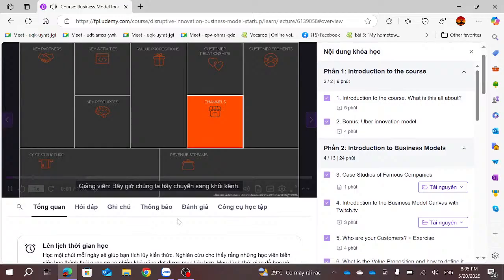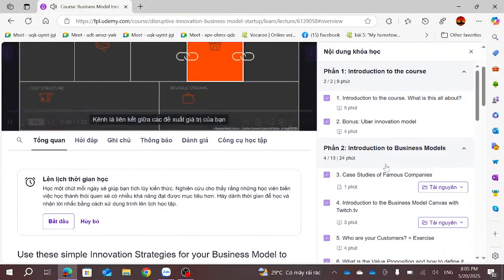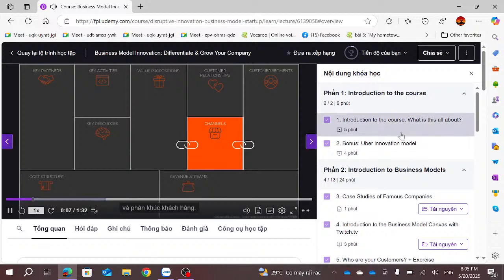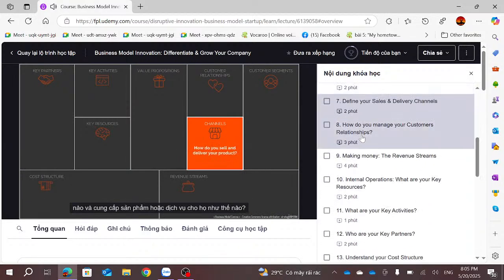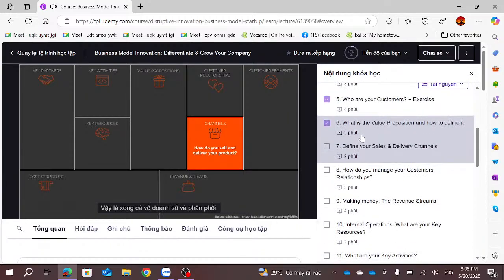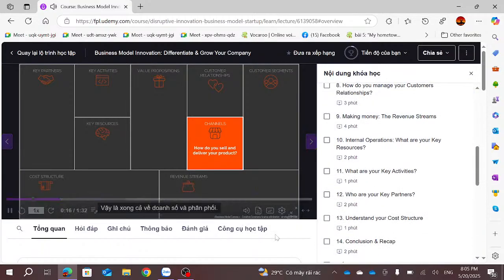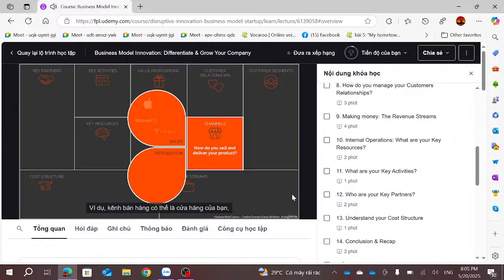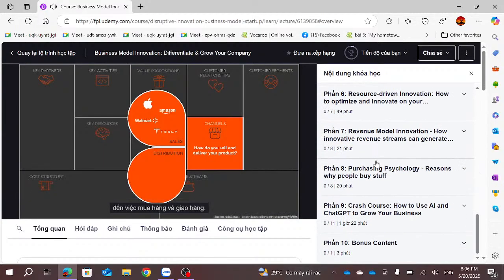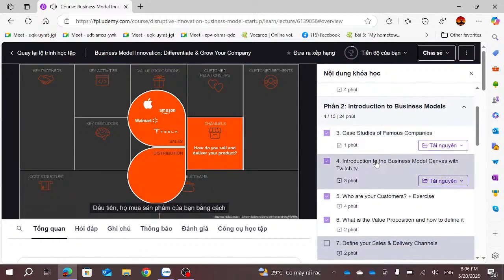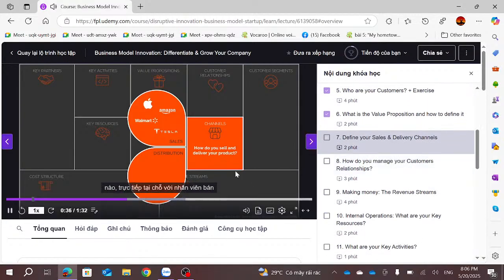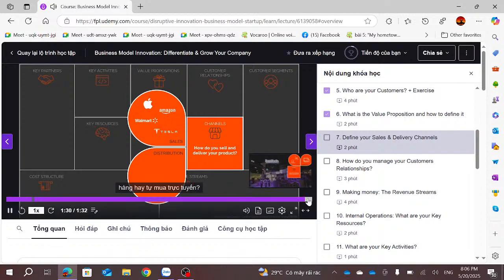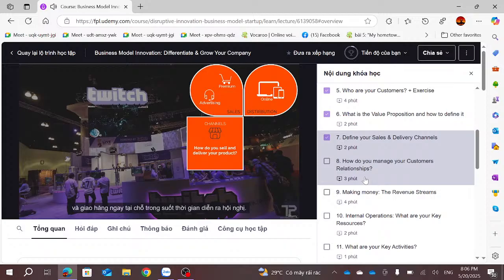Now let's move on to the channels block. Channels are the links between your value propositions and your customer segments. How do you sell to your customers and how do you deliver them your product or service? So that's about both sales and distribution. For example, sales channels can be your own stores, your online store, a partner store, direct sales, and so on. In general, write here all the touch points between your company and your customers when it comes to purchasing and delivering. First, how do they buy your product? Directly on the spot with the salesperson or by themselves online?